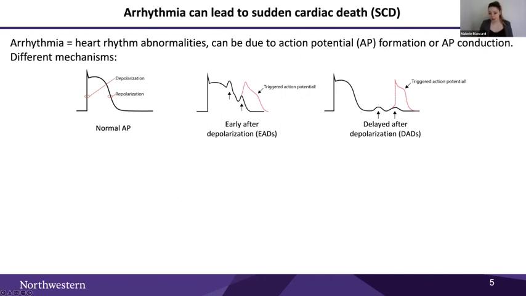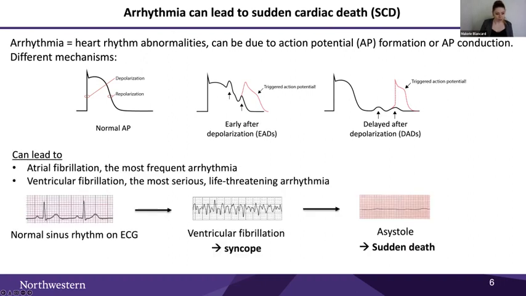And then another type, which is delayed afterdepolarization. So the difference is just you had the time to go back to baseline, and then you had those small depolarizations, and it's the same. Sometimes it's big enough to trigger an action potential. So those mechanisms will trigger arrhythmia, and you have two main arrhythmias.